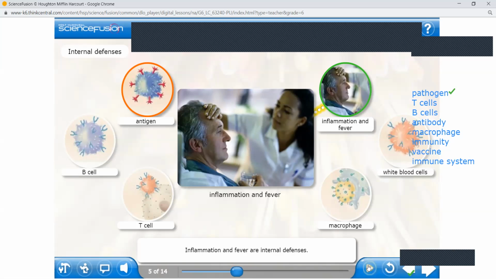And then it's painful. Inflammation involves swelling and redness caused by increased blood flow to an injured area, like a cut to the skin. Cell pieces, called platelets, help seal the open wound. Fever, as you may know, is an elevation.